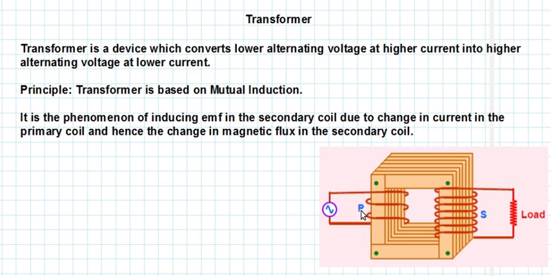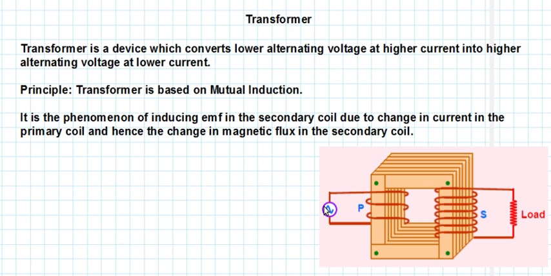So this is the primary section of the transformer. P, S represents the secondary section, and this primary is connected to an AC source. This is the symbol of the AC source, and the secondary is connected to a load. So it is a phenomenon of inducing EMF in the secondary coil due to change in current in the primary coil, and hence the change in magnetic flux in the secondary coil.